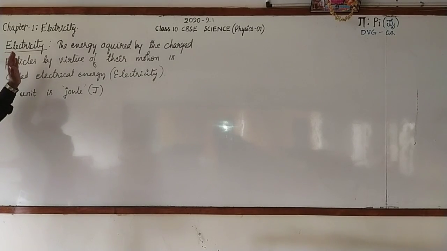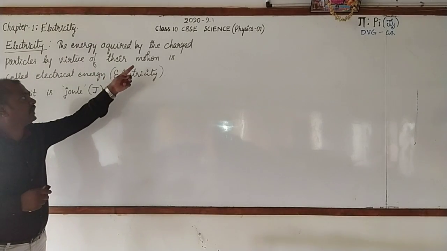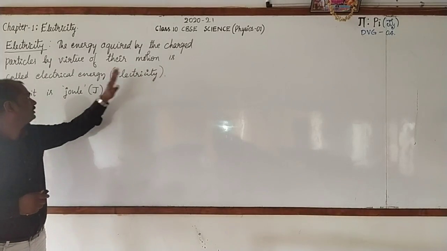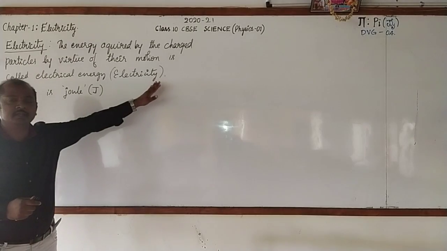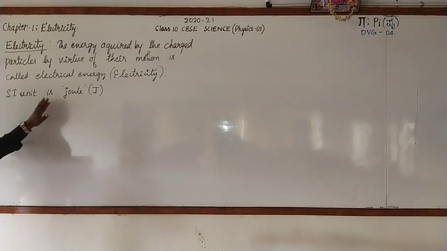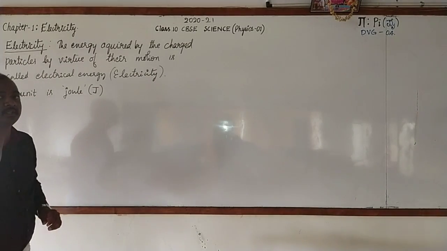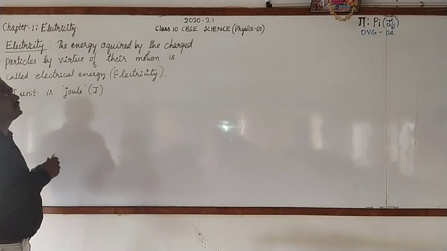Yes, dear students, here I have written the definition of electricity. Once you go through that, the energy acquired by the charged particles by virtue of their motion is called electrical energy, is nothing but electricity, and its SI unit is joule. You can copy the same just by pausing the video. Okay, now let me go for continuing this. Here we are using one of the important terms. Just go through the definition once.